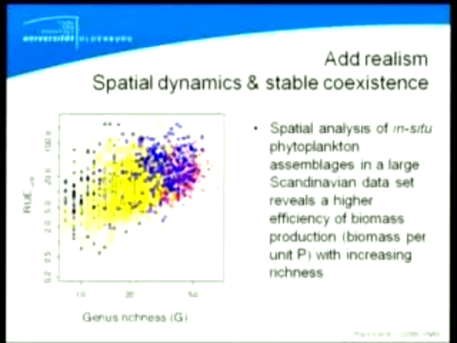You can also see this pattern in nature. And here we have a graph of resource use efficiency, which is the build-up of biomass per unit resource along a gradient of genus richness of phytoplankton in a large Scandinavian data set. And you see that there is a strong positive relationship between the two.